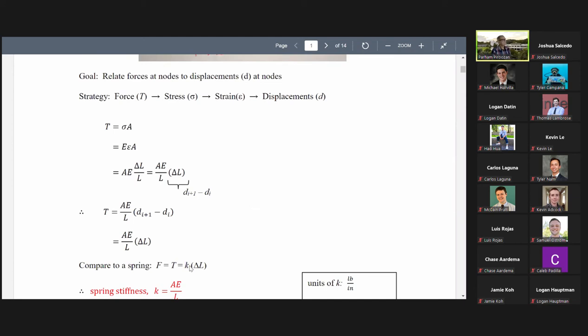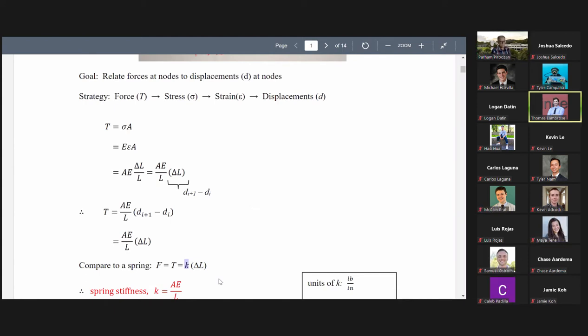Anyone remembers the units for K? What was the units for K? Force over displacement. Yeah, displacement, very good, you're right. K is force divided by unit of length. For example, in the US customary system of units, it is pound per inch. So now our bar, we end up with AE over L times delta L, and for a spring, it is K delta L. So K is AE over L. The units for K, spring stiffness, are pound per inch.